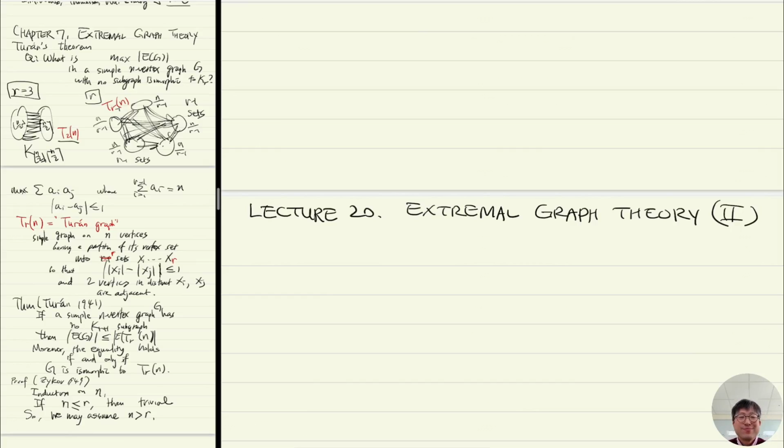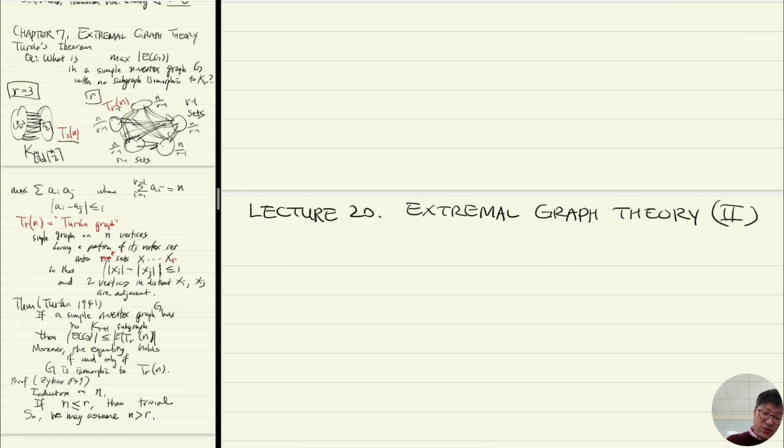Okay, in the previous lecture we talked about Turán's theorem. So what is Turán's theorem? It's about the maximum number of edges in a graph without having a K_{t+1} subgraph, right? Or in here we said the maximum number of edges in a graph without K_r subgraphs, or K_{r+1} subgraphs.